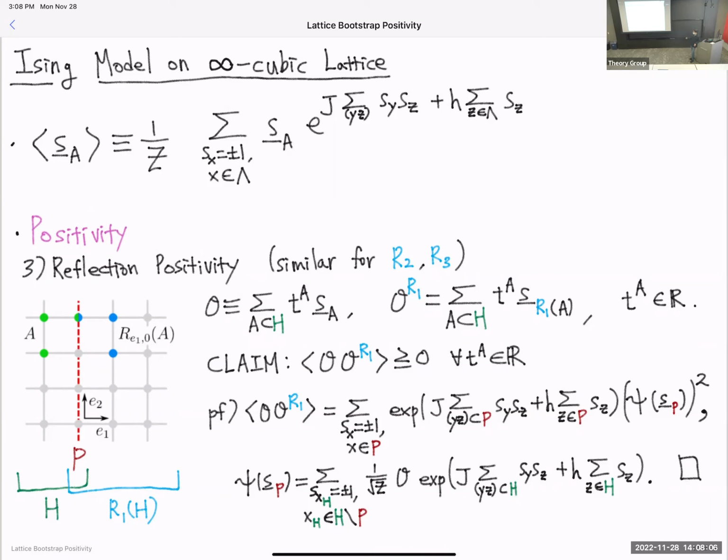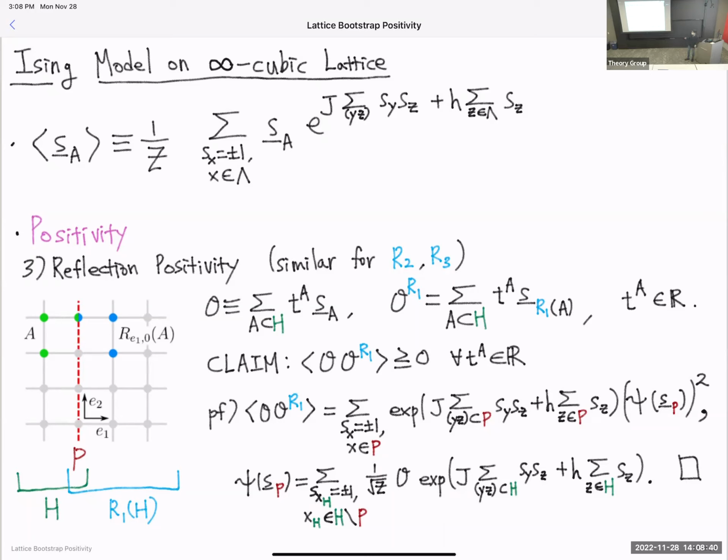Now, let's imagine that we are doing the sum over the left half spin variables. But now, we are not going to take into account the spins over P. We are going to only take the sum over this half space minus P. Whatever that value is, there's going to be some function of spin variables only along this reflection axis because of the nearest neighbor interaction term. And that function I'm going to call psi of S underbar P.